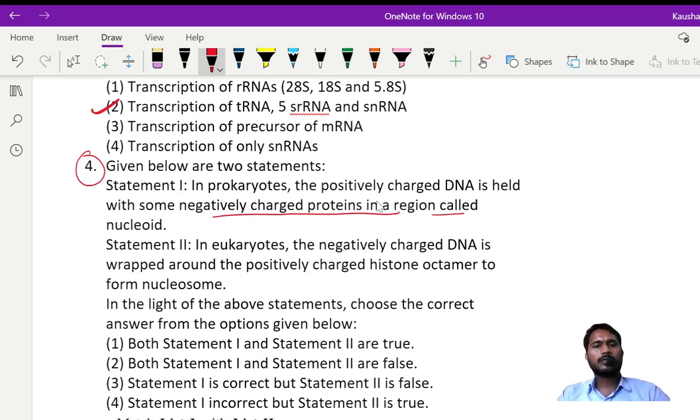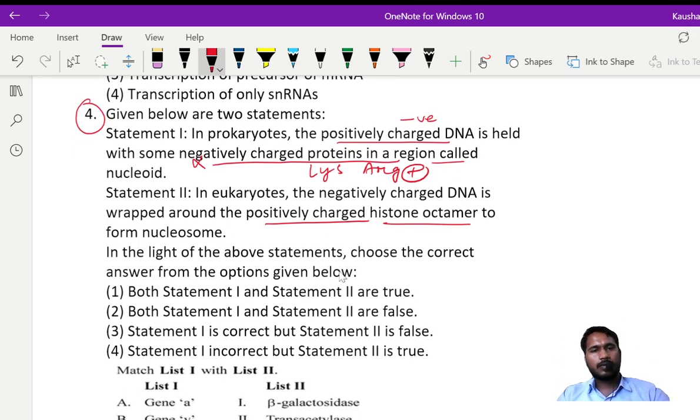So nucleosome having lysine and arginine. These are what? Positively charged, not negatively charged. So this is the wrong statement. In eukaryotes, negatively charged DNA is wrapped around the positively charged histone octamer. So DNA is what? Negatively charged. Okay, this is not positively charged. So the answer is what? Statement 1 is incorrect, 2 is correct.